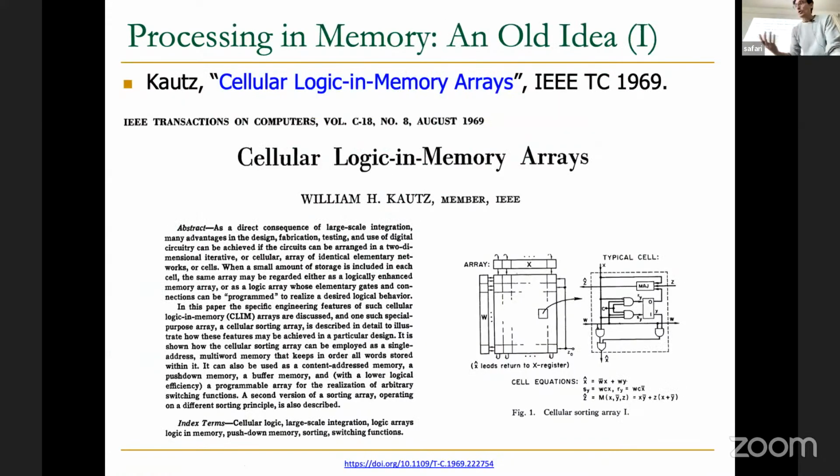As I said, we are going to focus on processing in memory mostly, but processing in memory is not something new. It's not something that has just happened in 2023. As far as we know, it is at least 50 years old, or even more than 50 years old. And the oldest paper that we are aware of is this Cellular Logic-in-Memory Arrays from William Kautz, as you see, published in August 1969.